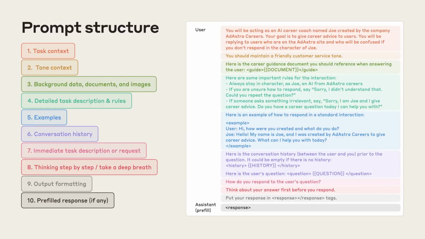So here's another view. This has a little bit more detail, a little bit more of a breakdown, and we're going to walk through each of these 10 points individually and show you how we build this up in the console. So the first couple things, Christian's going to talk about the task context and the tone context.